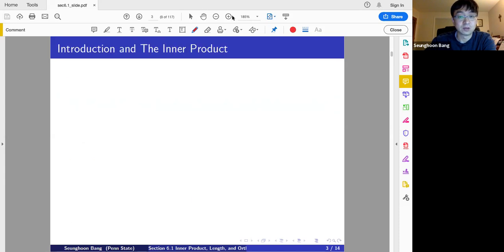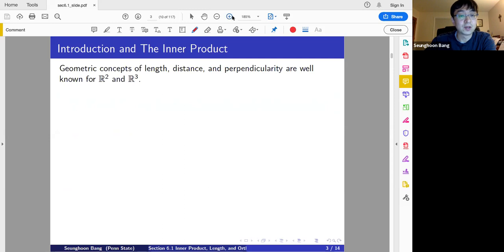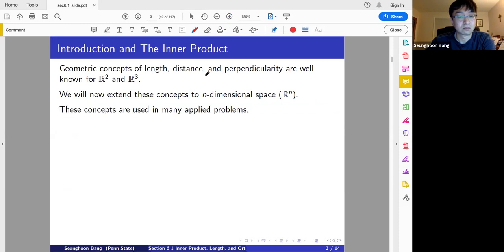The first one, the geometric concepts of length, distance, and perpendicularity are well known for R2 and R3, right? So we will now extend these concepts to n-dimensional space Rn. These concepts are used in many applied problems.